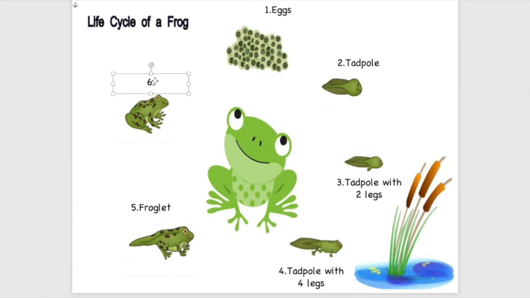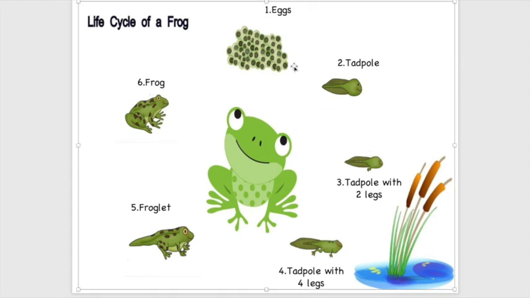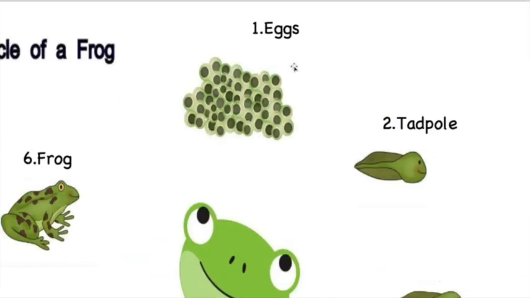And last but not least, we have stage 6, the final stage. What is this stage called? Yes, they are a frog. F-R-O-G. They are a full-grown frog, so they don't live under the water anymore. Now they can go in and out of the water. Great. Let's review our different stages.